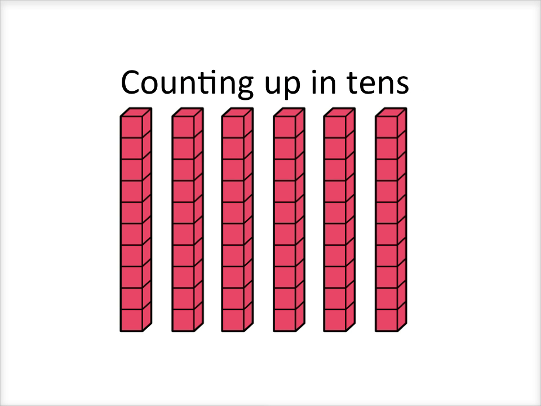We can also count up in tens to find the answers to our 10 times tables. Let's count the number of rows below. Remember, there are 10 blocks in each row, so we're going to count up in tens. 10, 20, 30, 40, 50, 60. We now know that there are 60 blocks here. To write this as a multiplication number sentence, we would write 6 times 10 equals 60.